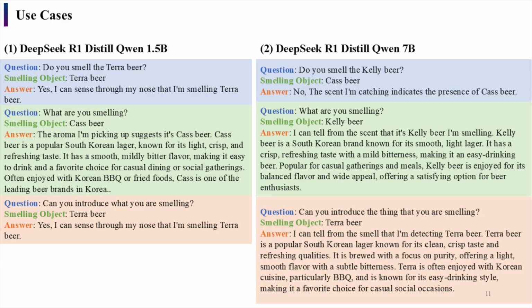After fine-tuning the models, we observed that when the gas classification model provides the labels according to their sensory data, the large language models can correctly answer our questions in different styles. For example, when I ask the closed question, "Do you smell the Terra beer?" then it will give me an answer like, "Yes, I can sense through my nose that I'm smelling Terra beer." Or it will say, "No, my nose informs me that I'm smelling the cask beer."